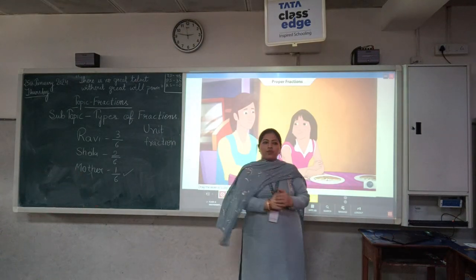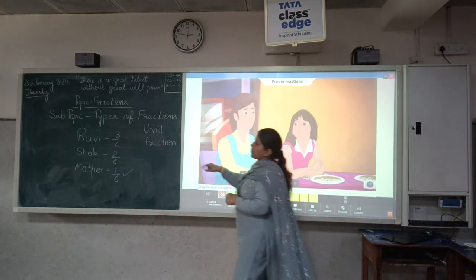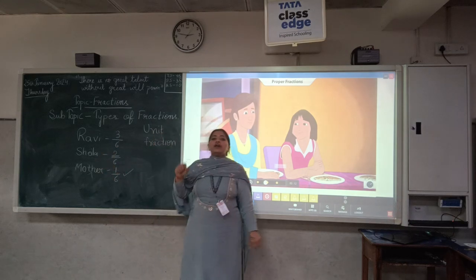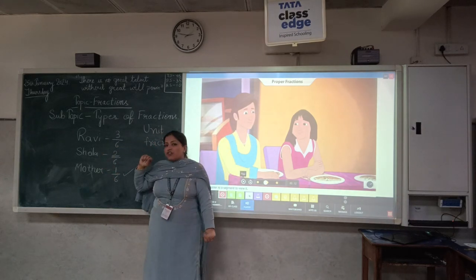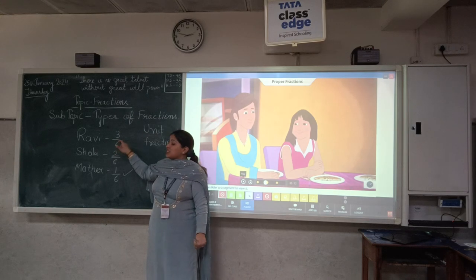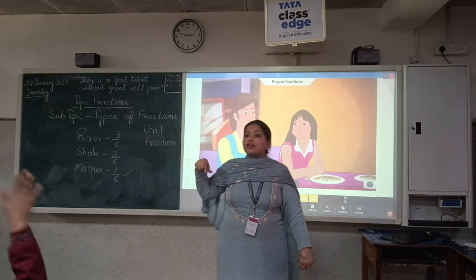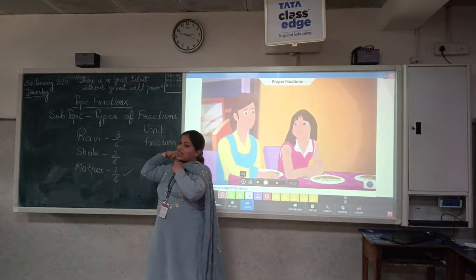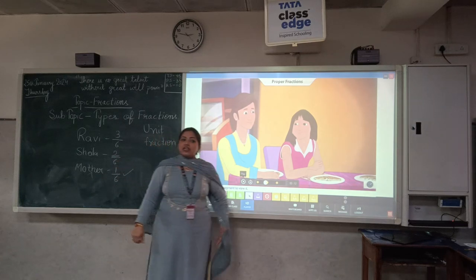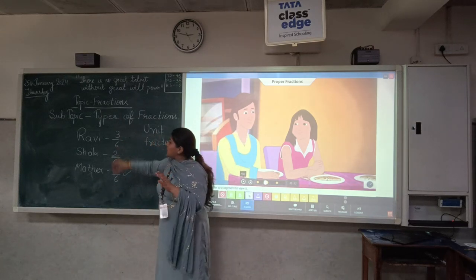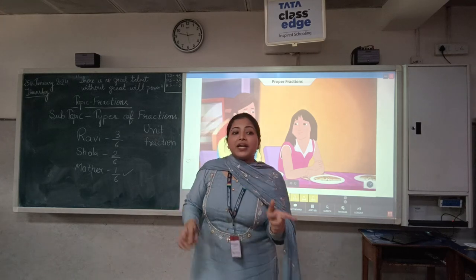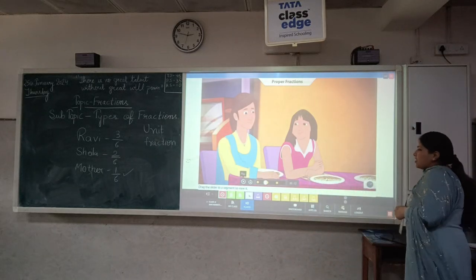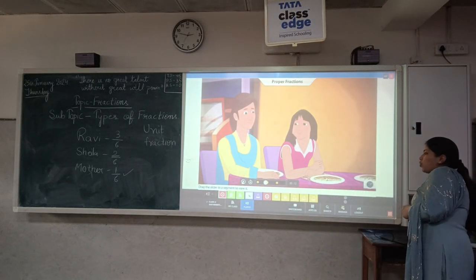Now, let's continue with the video. Now, can you see the portion of fraction of Ravi and Sheila? Okay. Now, what is the fraction of Ravi's pizza slices which he has eaten? 3 by 6. And what is the fraction of Sheila's pizza slices? 2 by 6. So, what have you observed in these two fractions? The numerator is smaller than the denominator. Okay, now let's see the video and the concept will be more clear to you.